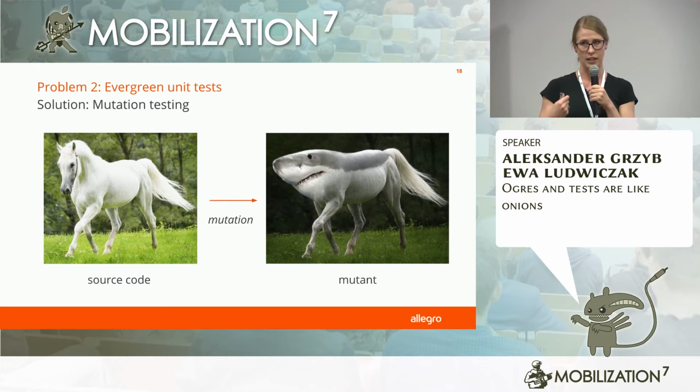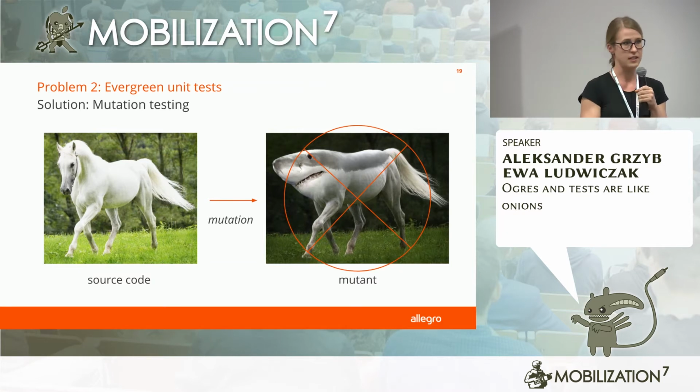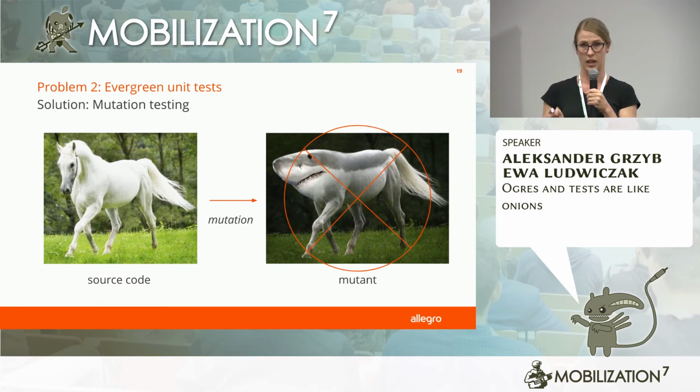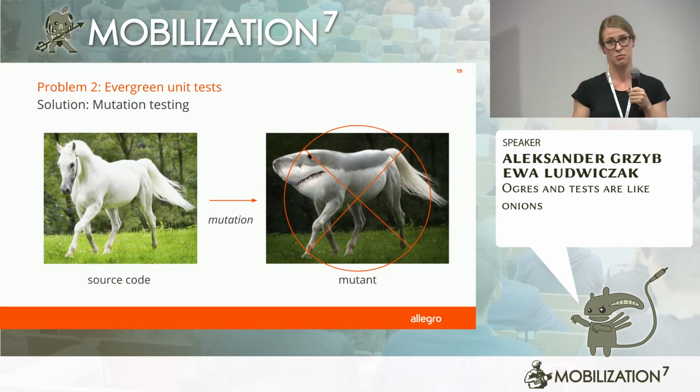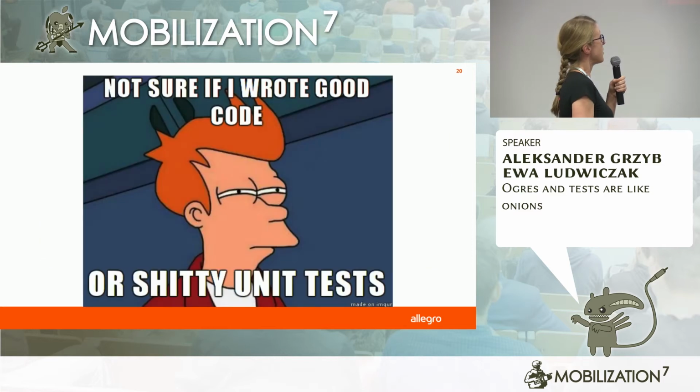And then again, you run your tests, and you check if the tests detected the mutant. If the tests failed and detected that something has changed, it's good, because the tests actually check the application's logic. But if the tests pass anyway, it means that you wrote an evergreen unit test, which is pretty and green, but it doesn't actually check anything. So every time I see a green report, I'm asking myself if I really wrote good code or just shitty unit tests.